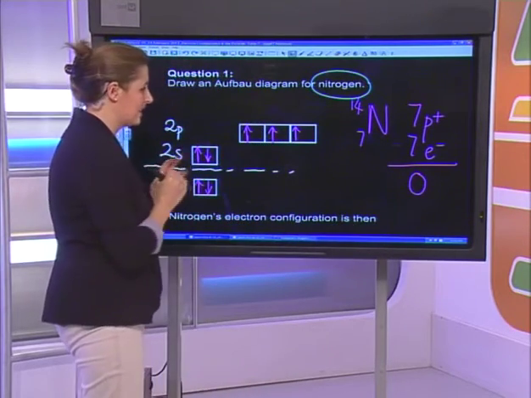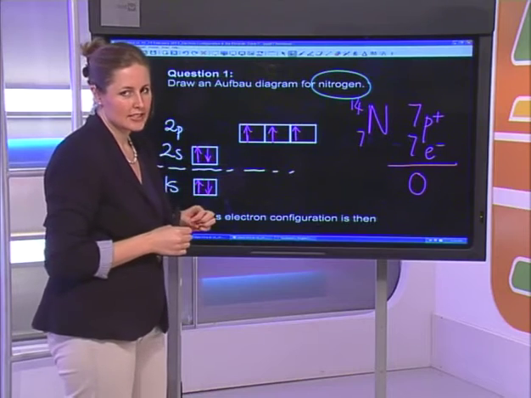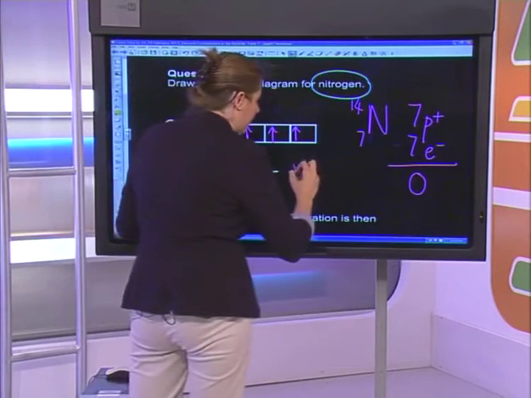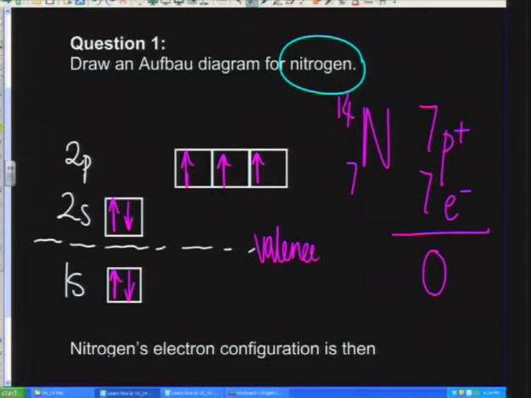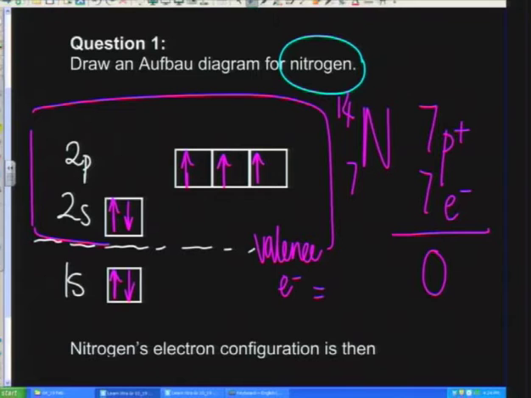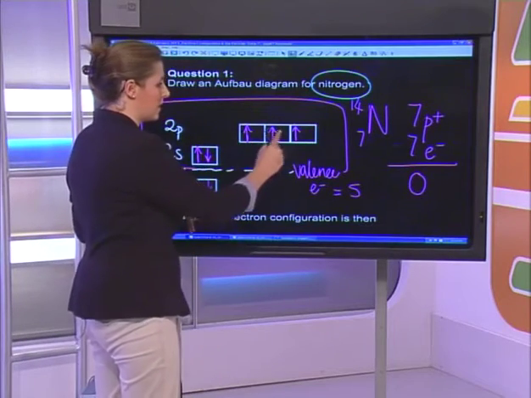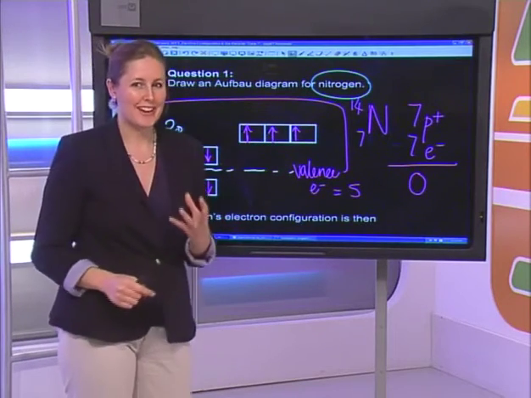So coming back here, how many valence electrons does nitrogen have? Well, by valence I'm speaking about those outer electrons, and it would be everything in this top energy level. So 1, 2, 3, 4, 5. 5 valence electrons. And nitrogen can make 3 bonds, because if you look at it, it's got 3 open spaces waiting to bond.